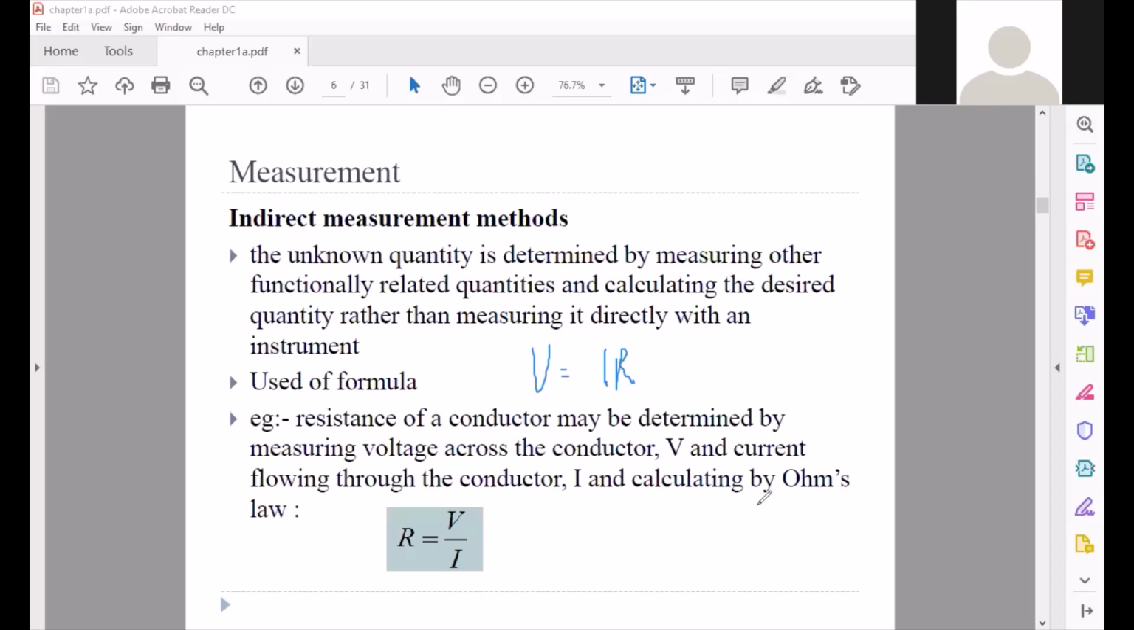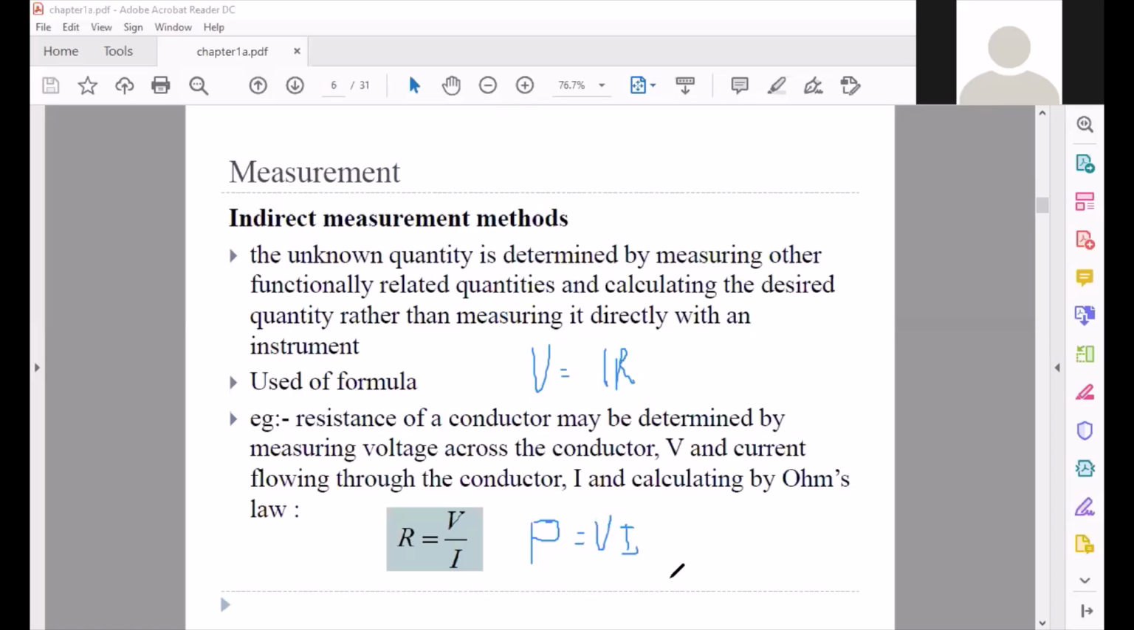Another example, we have another formula here: P, power, equals V, voltage, multiplied by I, current. You can see this is the formula for power. We cannot use this digital multimeter to measure the power, but we can measure the voltage and we can measure the current. So from these we can get the power value. This we call indirect measurement. We measure other quantities, then from those quantities we use the formula to get the value, the value of power, for example.